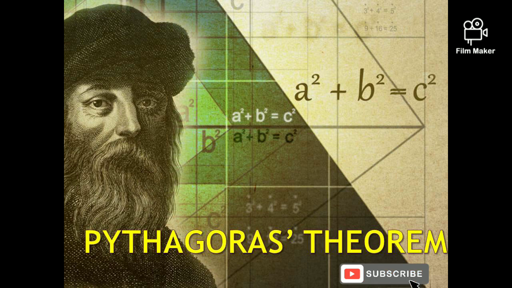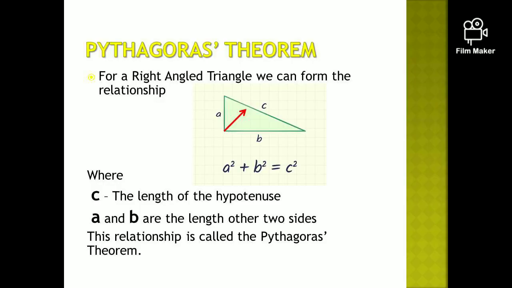Today we are going to learn a new topic, the Pythagoras Theorem. The Pythagoras Theorem states the relationship between the lengths of the sides in a right angle triangle. When you get a right angle triangle, we can label the three sides with three different names: hypotenuse, adjacent and opposite.